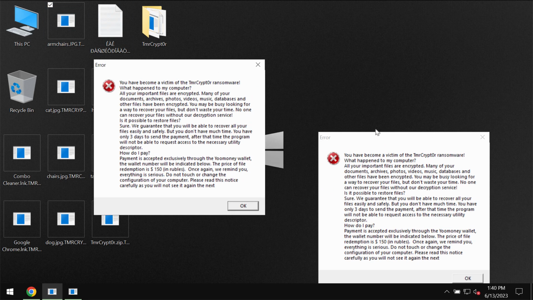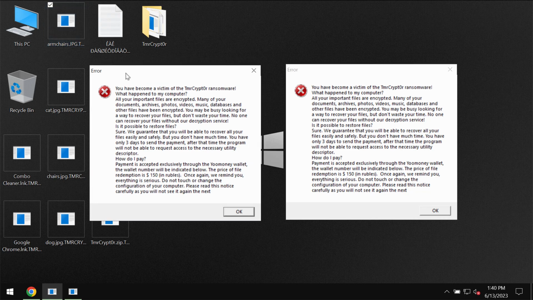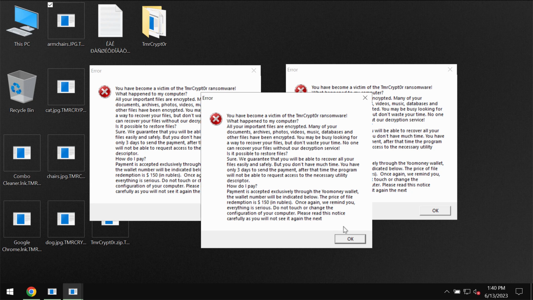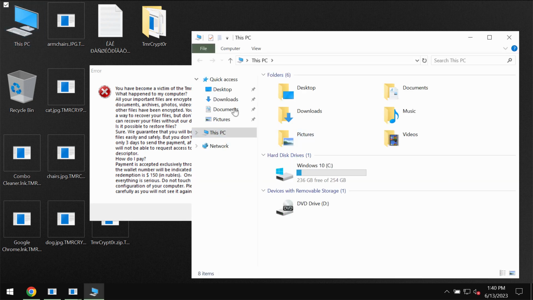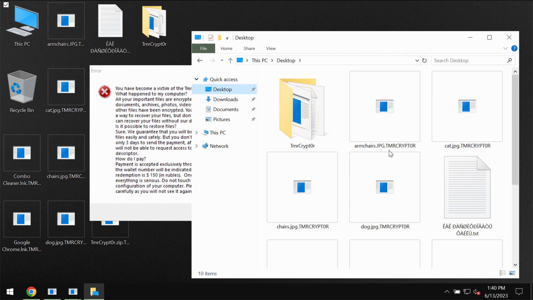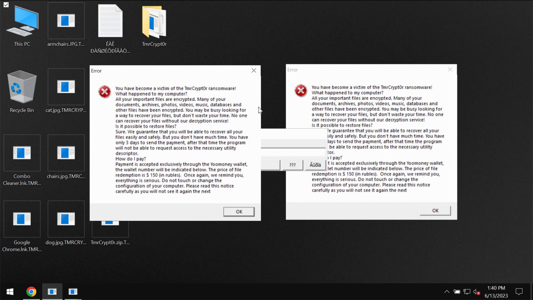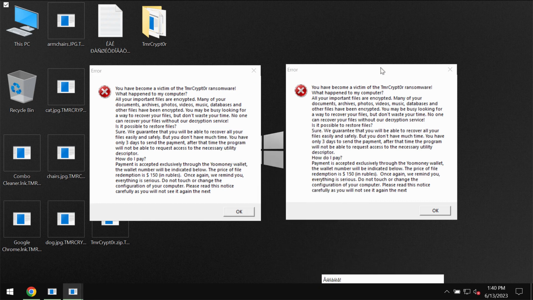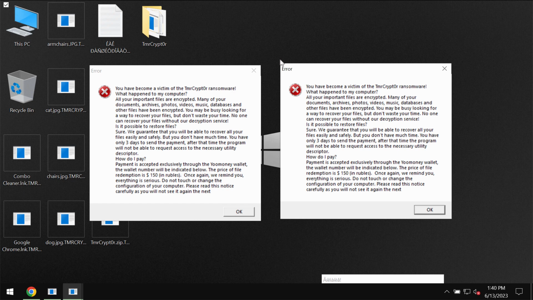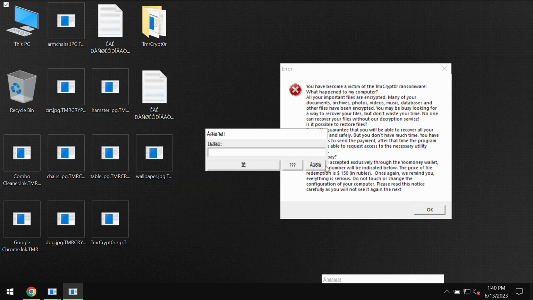Very soon you see these sudden pop-ups titled as error and indicating that you have become a victim of the TmrCrypt0r ransomware. The ransomware is called like that because it appends a special extension like that, TmrCrypt0r. So when you try to open this specific file, you see this sudden pop-up window instead. The ransomware then tells its victims that they need to pay a certain ransom for file recovery.